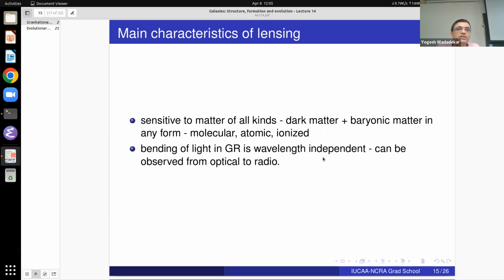The important thing to remember is that in the GR equations, the bending of light is wavelength independent. So that bending angle alpha does not have a wavelength dependence to it. And therefore it can in principle be observed in the optical and in the radio or other bands as well.